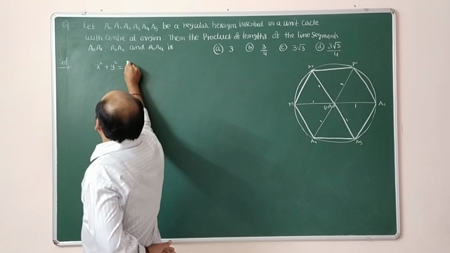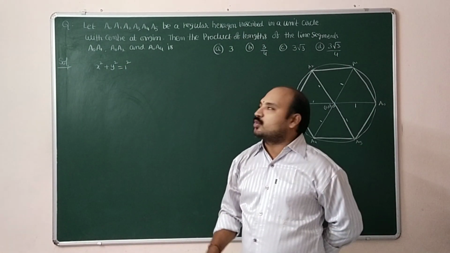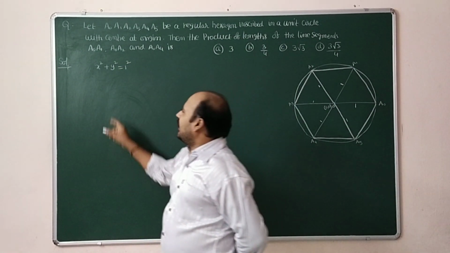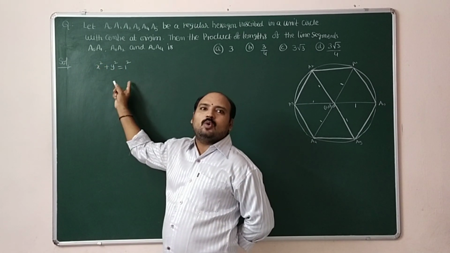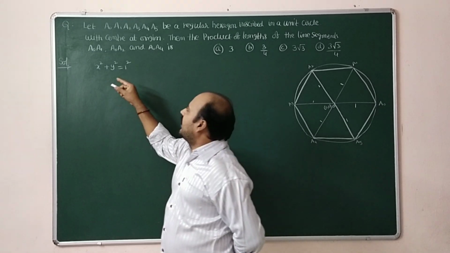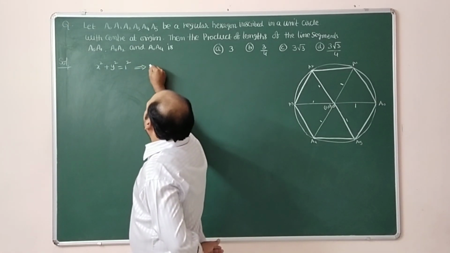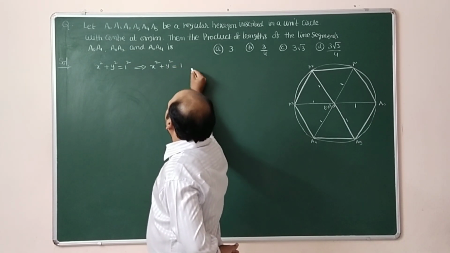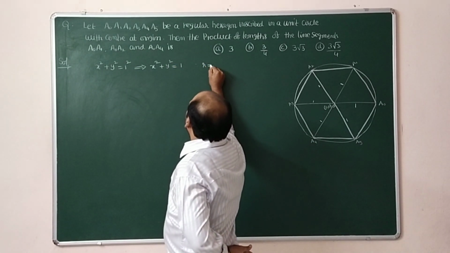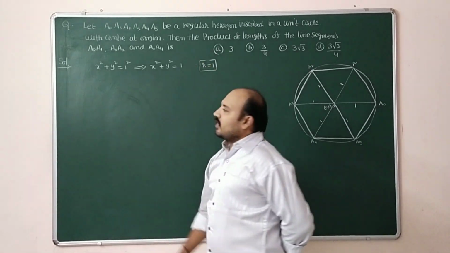We can write it as x square plus y square equal to 1 square. Generally we can write it as (x minus 0) whole square plus (y minus 0) whole square equal to r square. The r value is 1, so directly I wrote x square plus y square is equal to 1. So therefore the radius value will become 1.